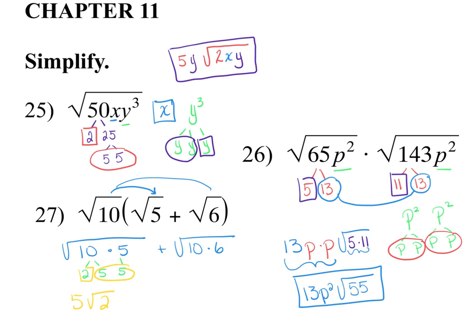On the next one, I have a 5 and a 2 for that 10, and a 2 and a 3 for the 6. I can take a 2 out here, and the 5 and the 3 will stay in, which is 15. And since those are not like terms, I'm going to leave that as 5 square root of 2, plus 2 square root of 15.